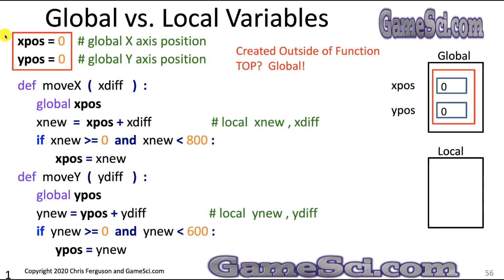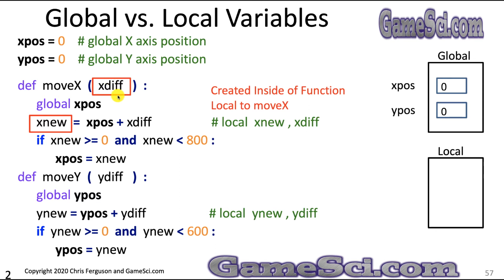This is the global position on the x-axis. This is the global position on the y-axis. These are clearly created outside of a function, hopefully at the top of your code. You can create variables down farther in the code, but I like to put my global variables at the top of my code. A big reason for putting your global variables at the top of your code is so you can find them. If you start spreading them out all through the code, it's very difficult to find your global variables. Create your global variables at the top of the code outside of a function.